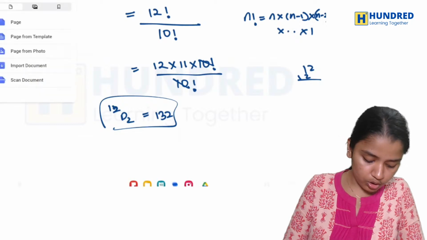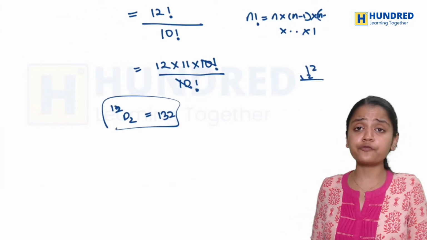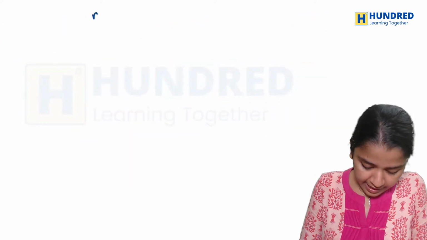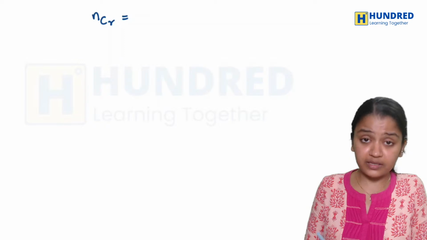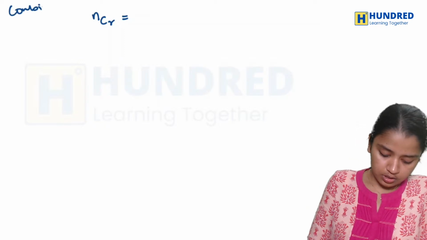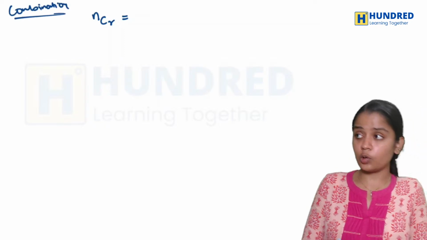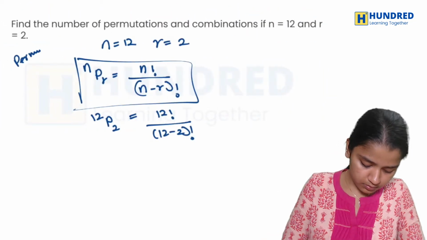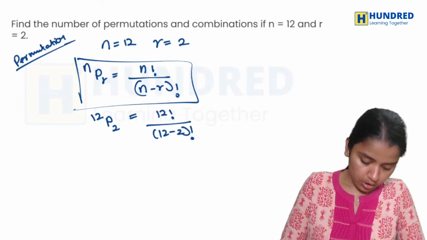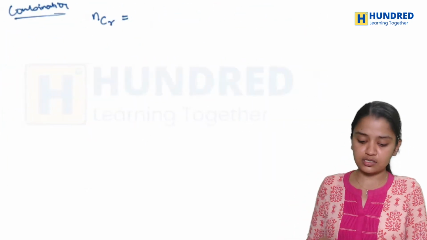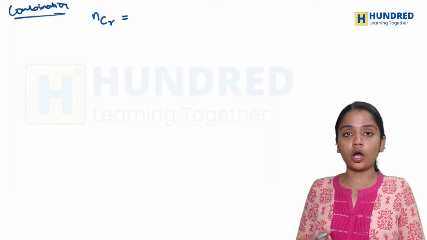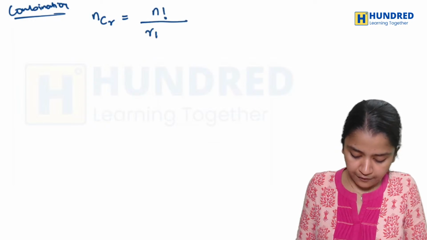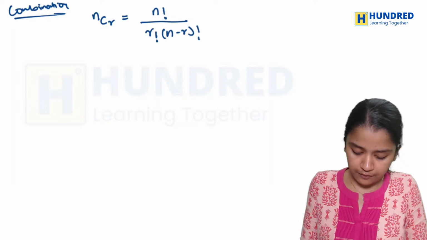Now let's go to the next one. I have to find my nCr also. What is my nCr formula? This is combination. Just now we did the permutation, and this is combination. So what is combination? This is basically n factorial divided by r factorial into (n minus r) factorial.